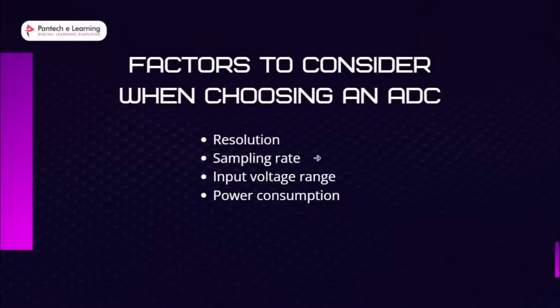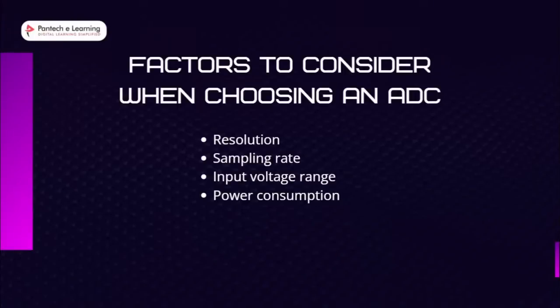And then the second thing is sampling rate. Sampling rate refers to the number of samples per unit of time that an ADC takes of an analog input signal. It is typically measured in samples per second or hertz. The sampling rate is important because it determines the highest frequency component of the input signal that can be accurately represented by the digital signal.